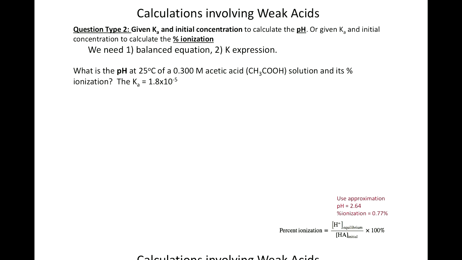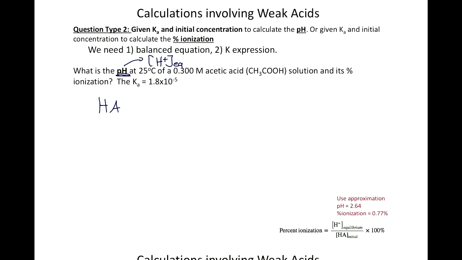So let's look at this. Let's take acetic acid, calculate its pH given this concentration. In order to calculate pH, I need the H plus concentration at equilibrium, so I need the equilibrium line. The first thing we need here is a balanced equation for a weak acid. You need to get very comfortable doing this.